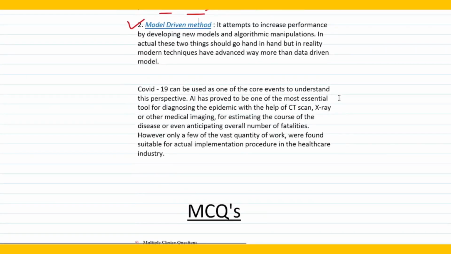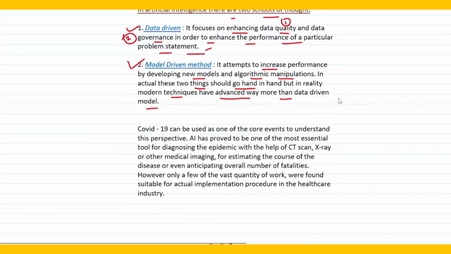The second one is the model driven method. It attempts to increase performance by developing new models and algorithmic manipulations, right? In actual, these 2 things should go hand in hand. But in reality, modern techniques have advanced way more than the data driven approach. So the second option is more viable as compared to the first one, right? The first one is all about enhancing data quality and data governance, whereas the model driven method attempts to increase performance by developing new models and algorithmic manipulations. The model driven approach is more popular and more advanced as compared to the data driven one.